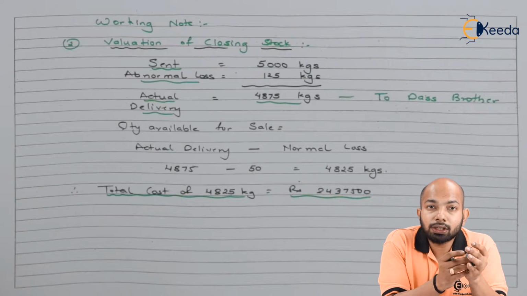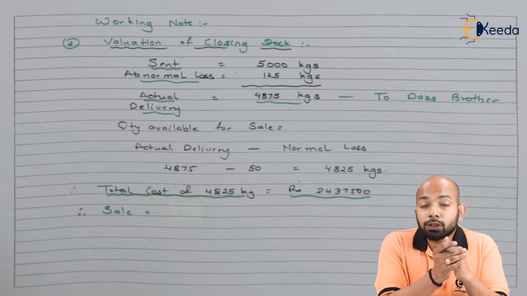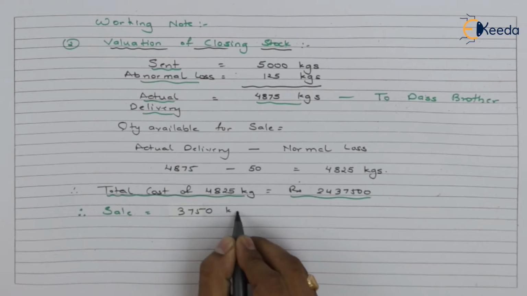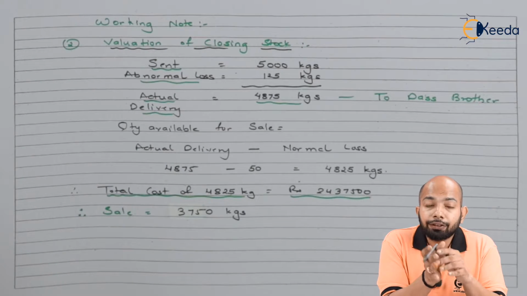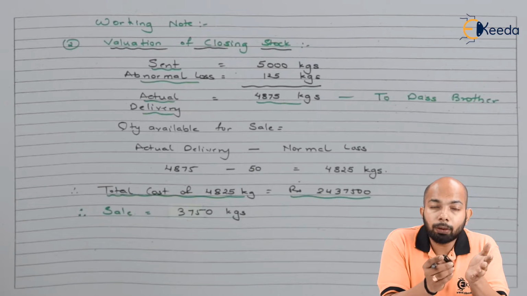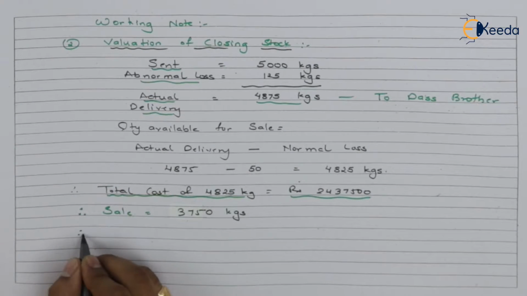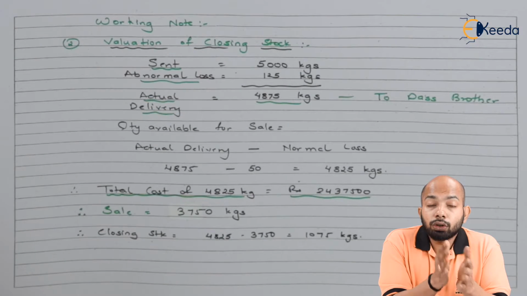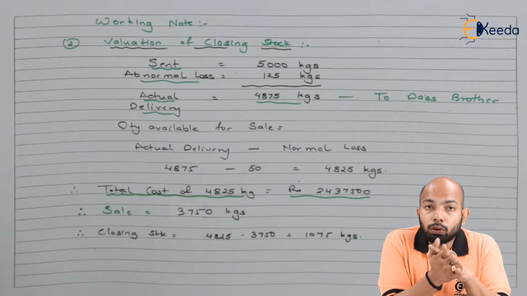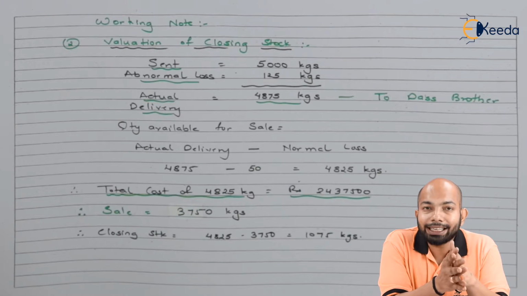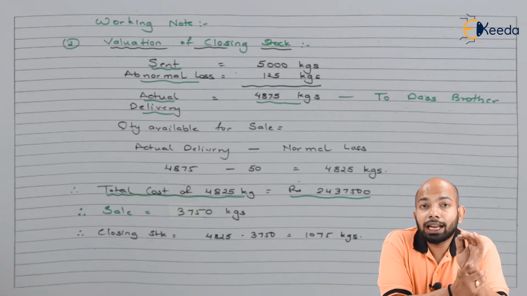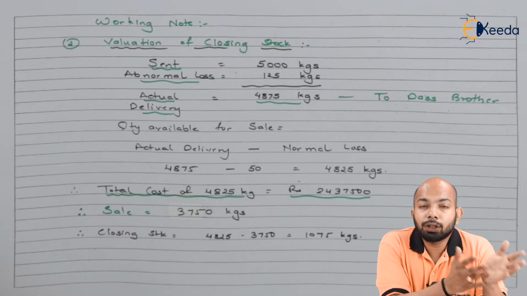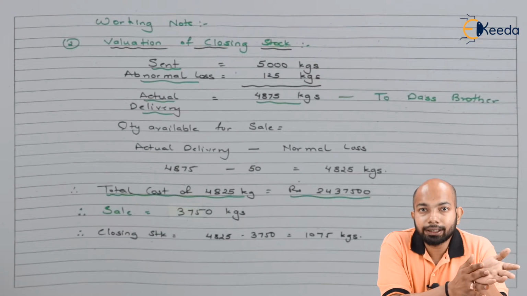Accordingly, we have to find out the closing stock valuation. So let's go ahead and figure that out. The actual sale that happened is for 3,750 kilos. So out of 4,825, if 3,750 is sold out, whatever balance is left is your closing stock then. So the cost of 1075 kilo of closing stock will be calculated very easily, because if 24 lakh 37,500 is the cost of 4,825 kilo, how much would be the cost of 1075 is what we have to calculate.